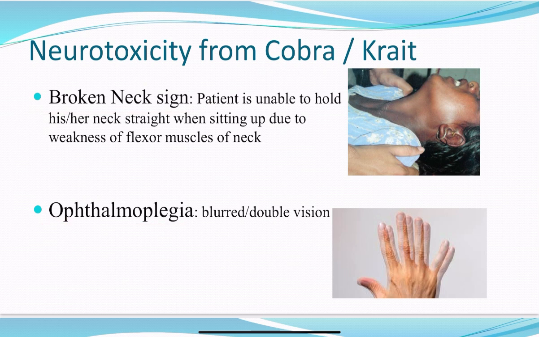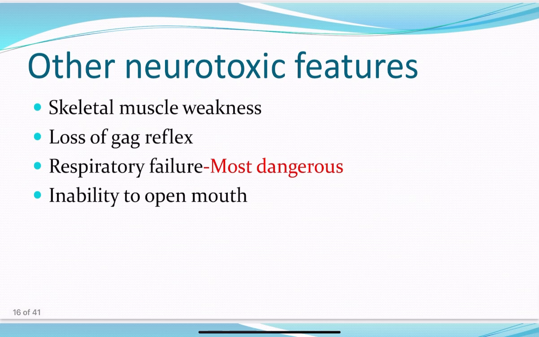Ophthalmoplegia, which will cause blurred or double vision. Other neurotoxic features include skeletal muscle weakness, loss of gag reflex, respiratory failure, and it is the most dangerous sign because it can lead to death, and then inability to open mouth.